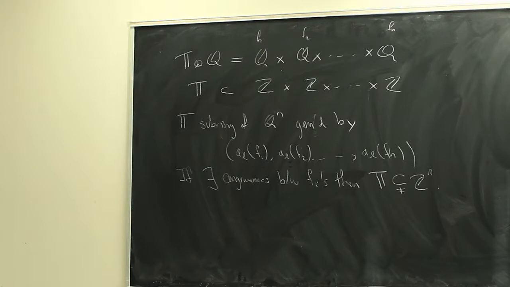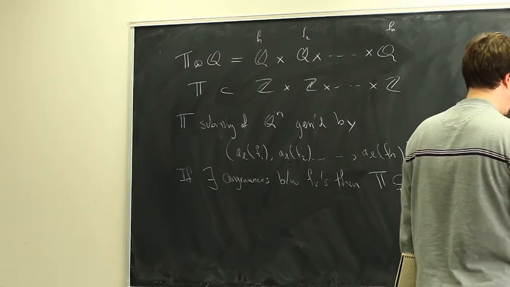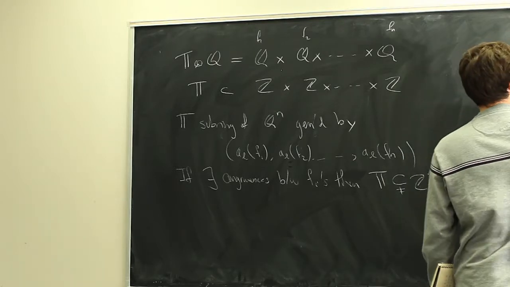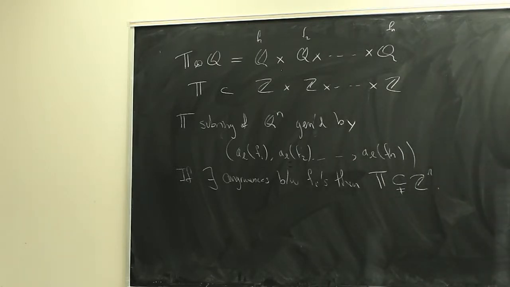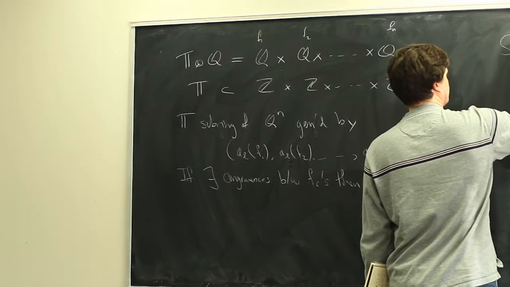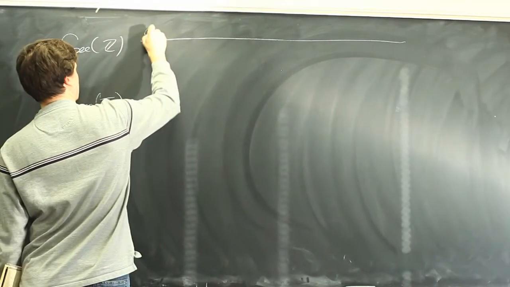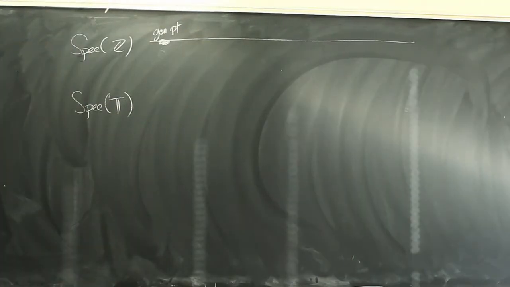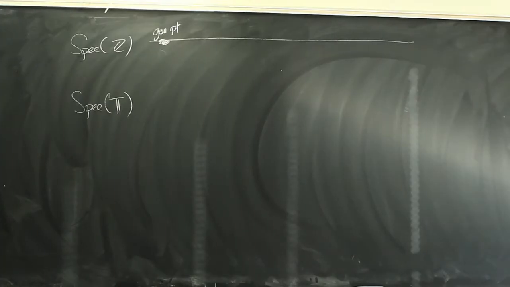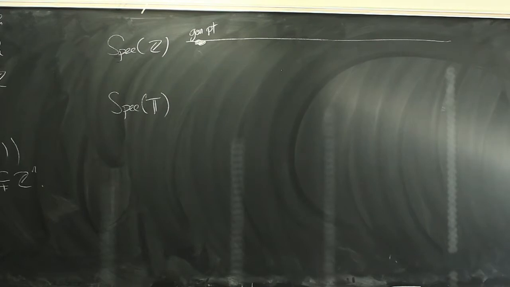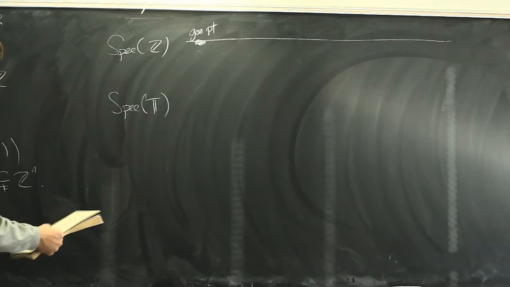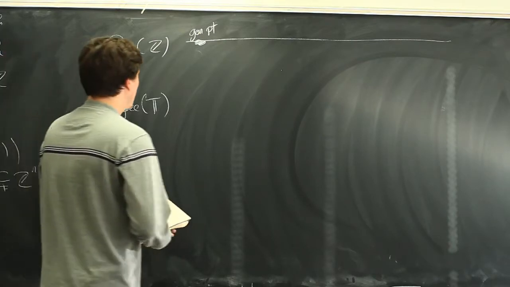So we can draw this picture of spec T, which is nice. Let me do it this way. This line here is going to be spec Z, and then down below, I'm going to draw spec T. Here is the generic point, that's the ideal 0 in Z, and over that you just get n points, one for each eigenform. Let's say that n is 3, just for drawing this picture.